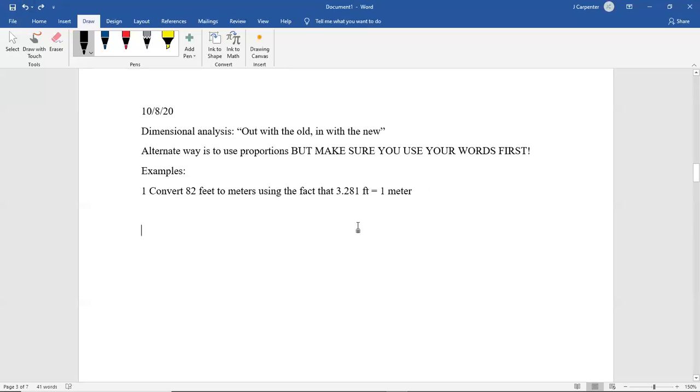So we're going to convert 82 feet to meters using the fact that 3.281 feet is 1 meter. So I've given you the conversion factor. Again, in your homework problems, if you just hit view an example or help me solve this, you can find those as well. Otherwise, you go to Google. Otherwise, you go to your textbook.